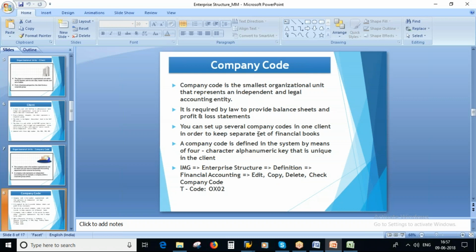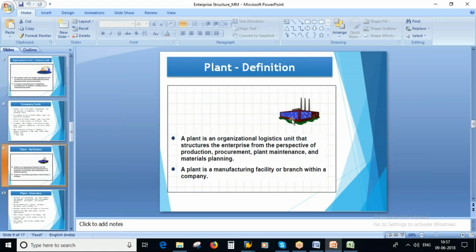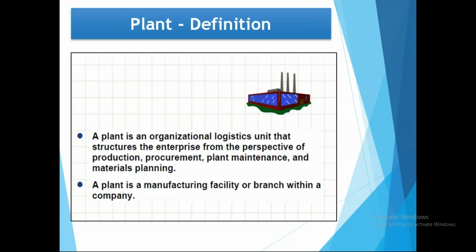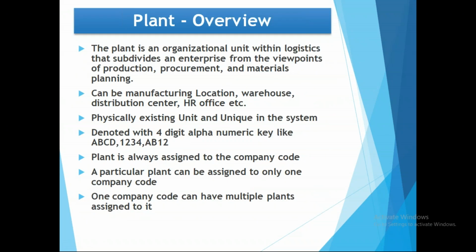Is it okay? Company code. Shall I move on to the next one? Okay, so this is the company code. Now, after the company code, you will have the plant. So, what is a plant? Basically, a plant is an organizational logistics unit that structures the enterprise from the perspective of production, procurement, plant maintenance, and planning. So a plant is a manufacturing facility or branch within a company. Plant is like a location.